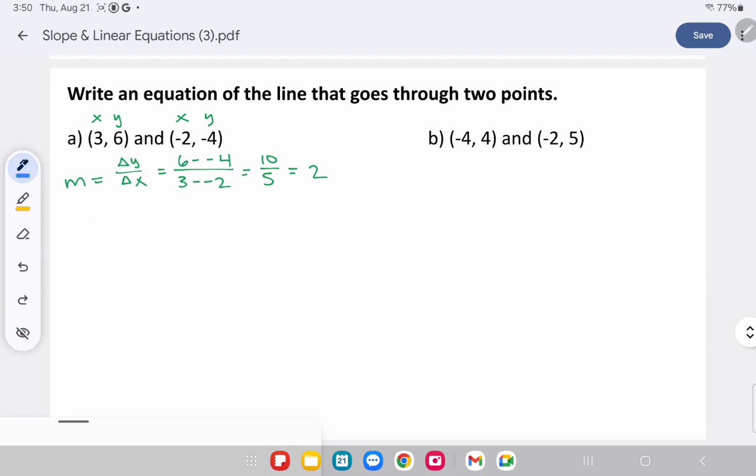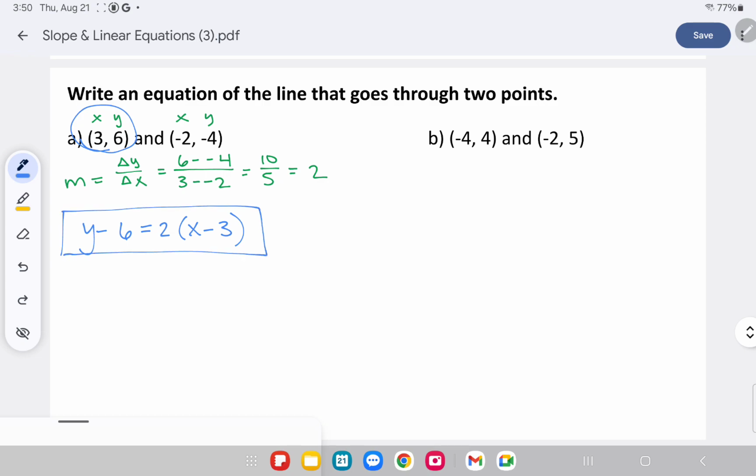I was given 2 points, so I get to choose which point I want to use. I'm going to choose the first point. So point-slope form says y minus our y value equals m times x minus our x value. So this is our equation in point-slope form.